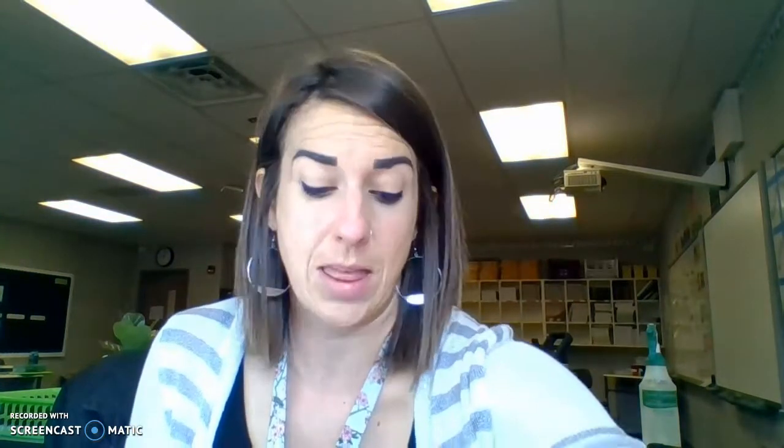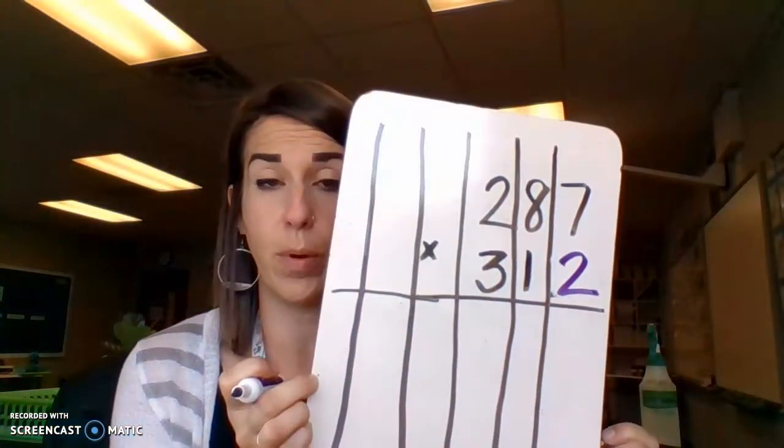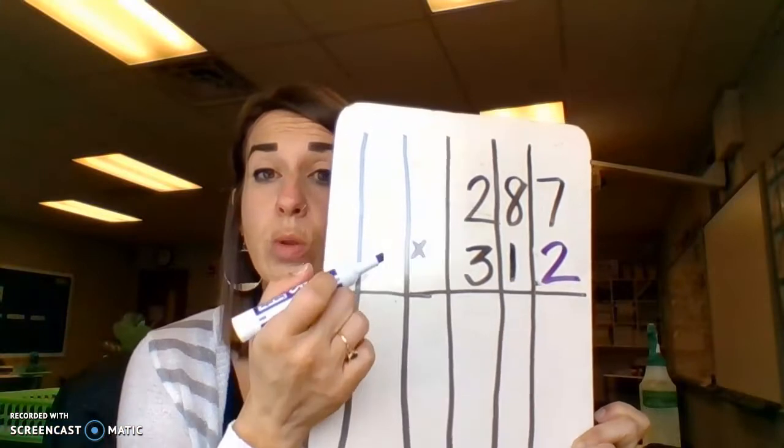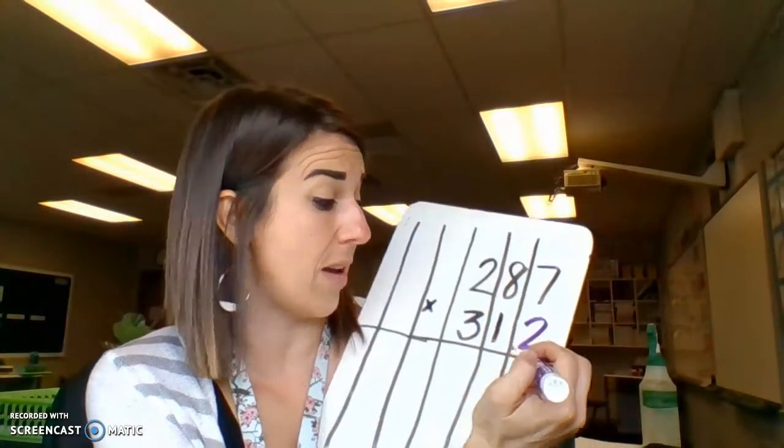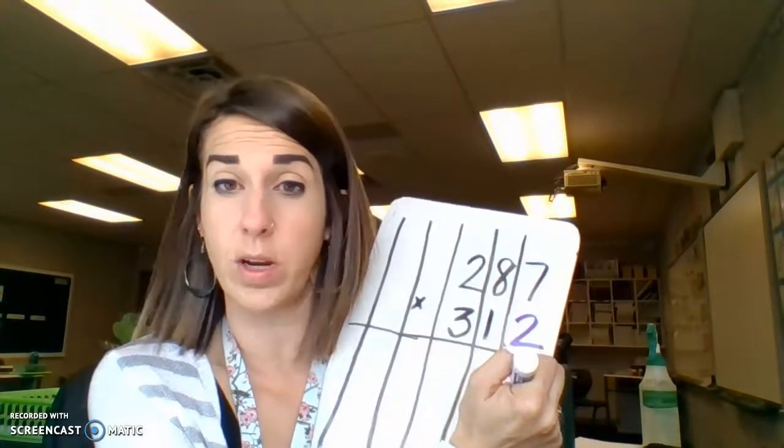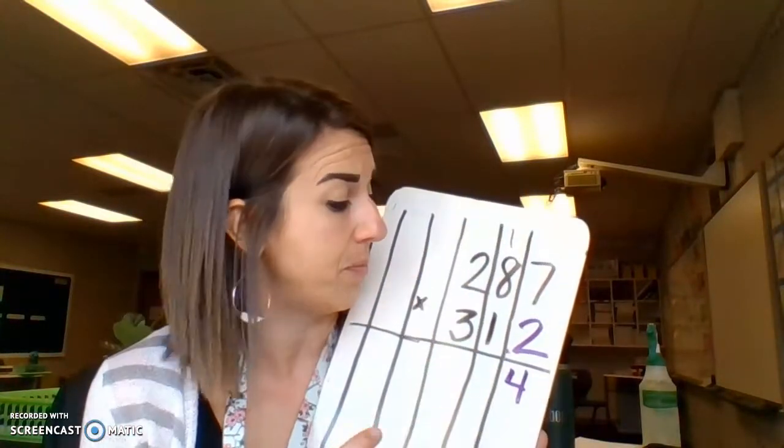Now we do the same next step. We start with our number in the ones digit. Mrs. Bieber is going to color code to try to make this easier for you. So if I have 312, my number in my ones digit is going to be purple. I'm going to start off with 2 times 7. 2 times 7 is 14, so I'm going to put the 4 here, and I'm going to carry the 1.